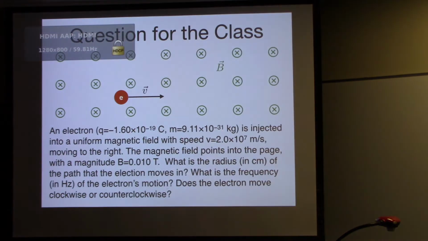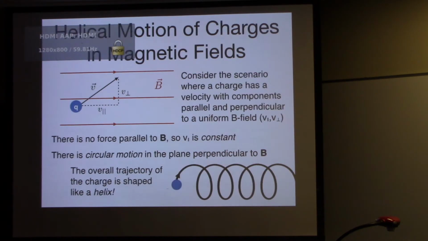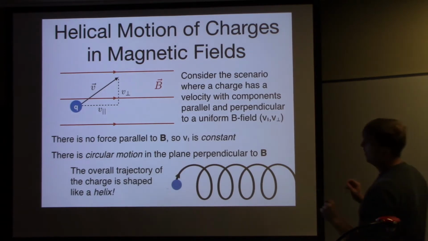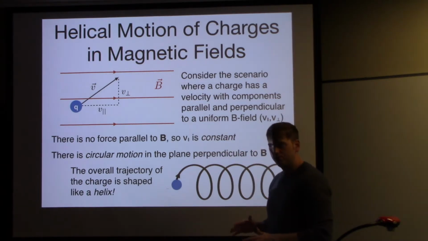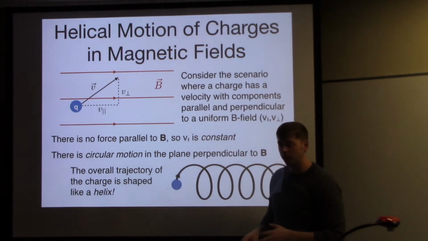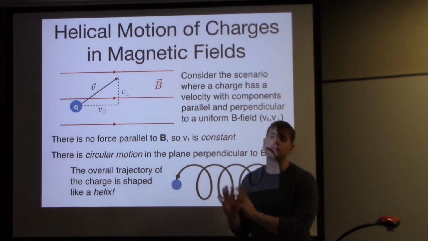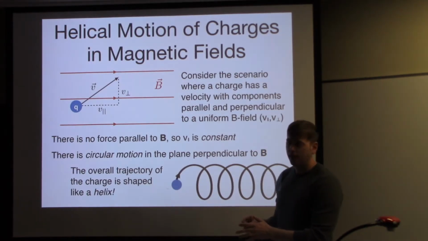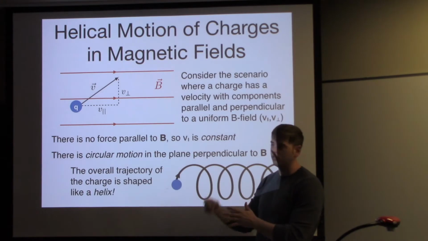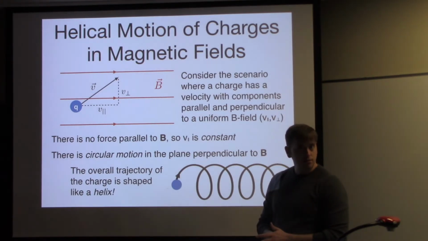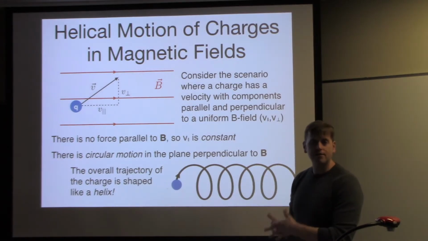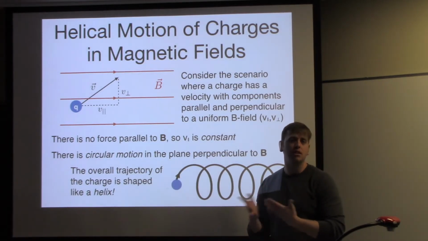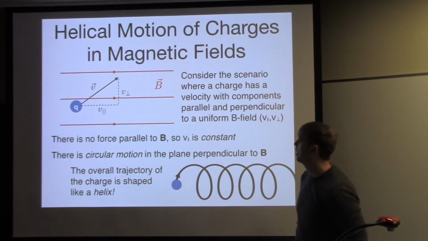Okay, so that was the example. Now let's take this a step further. We have the idea that if you take a charge and you put it into a magnetic field so that it's moving perpendicular to the magnetic field lines, it's going to move in a circular path. Turns out, a particle that you put into a magnetic field doesn't have to have a velocity that's exactly perpendicular to the field lines. So let me show you what I'm talking about.